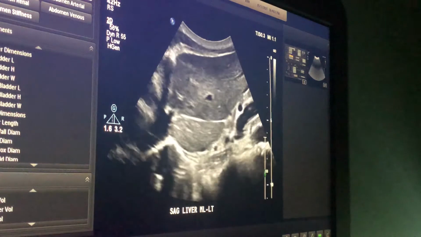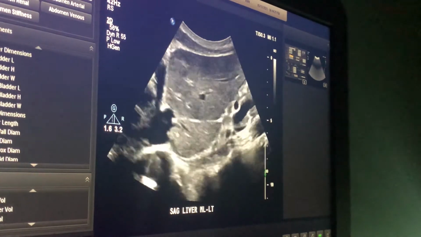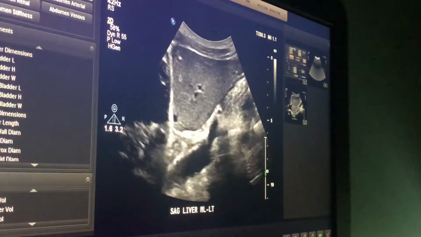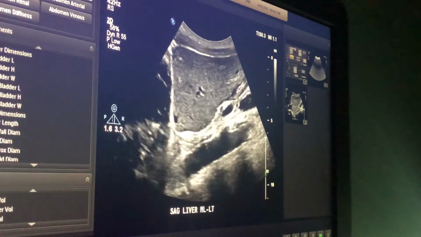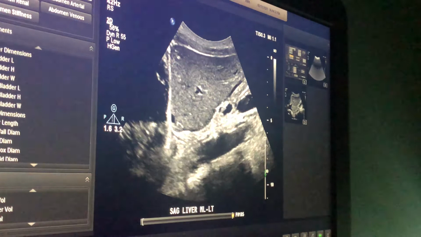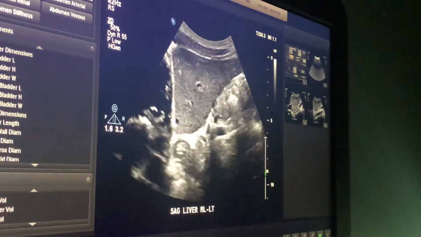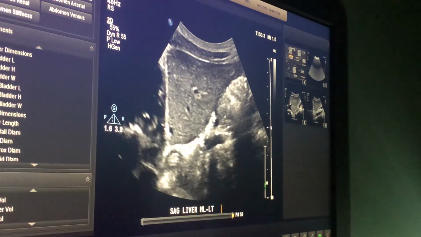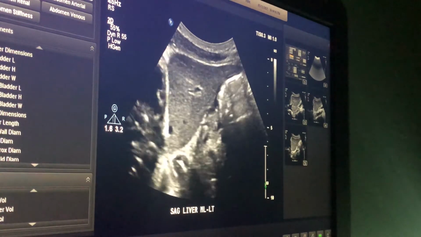So I'm decreasing my depth here. I'm going to take my first image at the caudate lobe, right about here. I'm going to sweep to the patient's left and see the aorta just posterior to the liver. I'm going to keep sweeping through, making sure it looks homogeneous throughout.